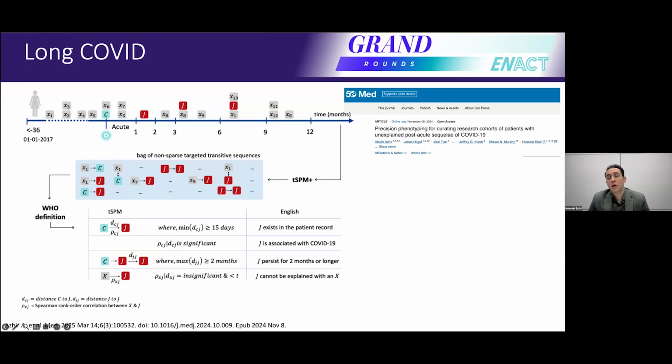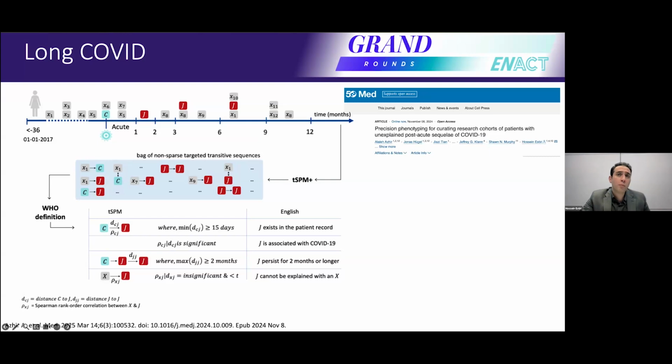We basically applied our sequencing algorithms and then implemented the WHO and National Academies definition using the sequencing algorithm, saying that, okay, there has to be a sequence of that J that happened after COVID, and it has to be associated with COVID because we computed the correlation and the distance between the two elements of the sequence. Then it has to persist, so it's translatable into these sequential patterns, and then it cannot be explained with anything else. That means that nothing in the past could explain that J based on the correlations that we came up with.